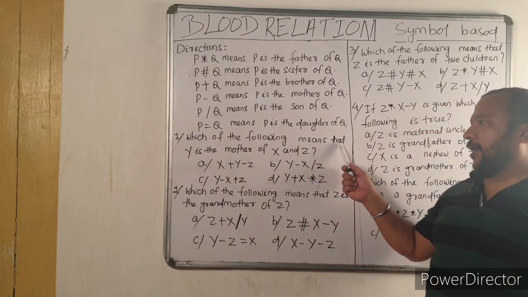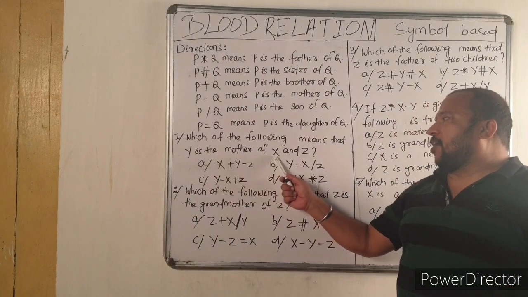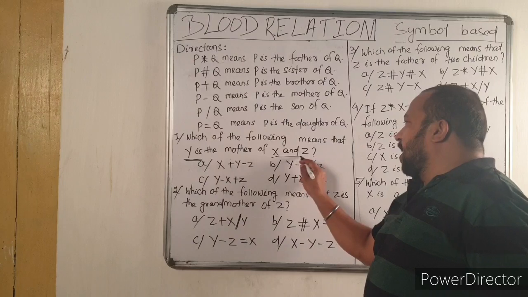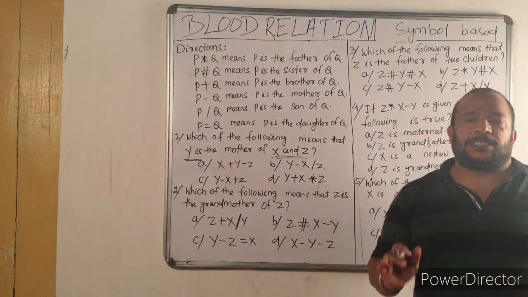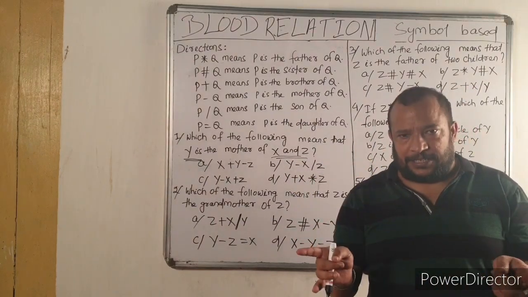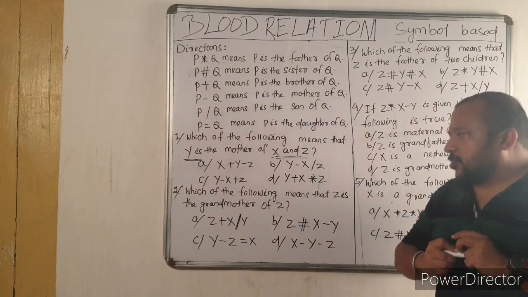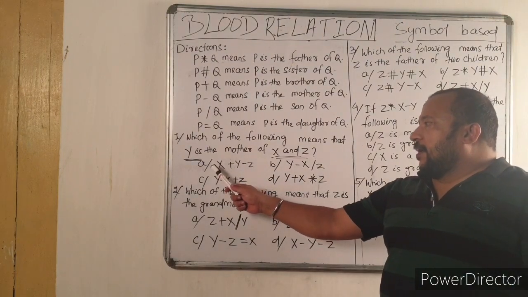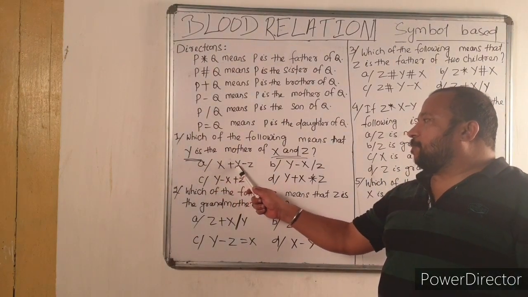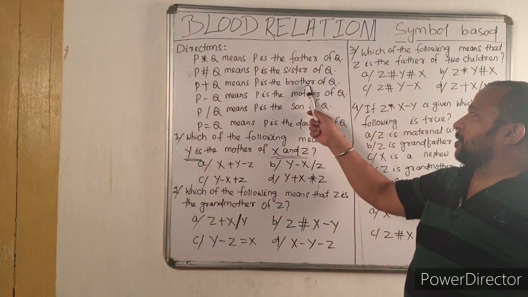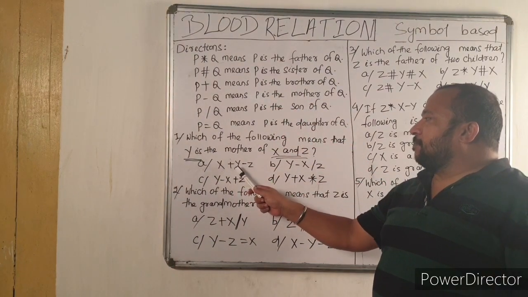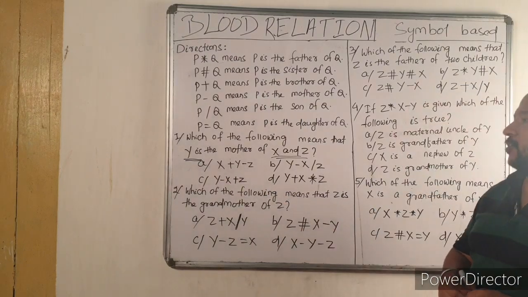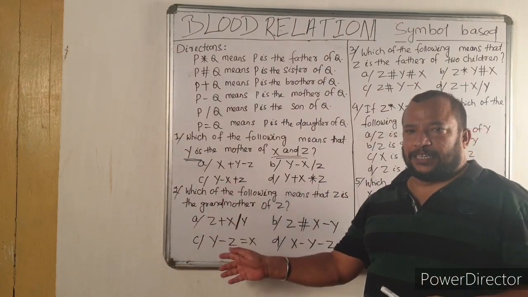Which of the following means Y is the mother of X and Z? Y is the mother of X and Z. Means Y is the mother and X and Z are siblings. Now let us try from the options. Option A, X plus Y. Plus means brother. Here X is the brother of Y. So Y cannot be the mother. So option A is not the answer.